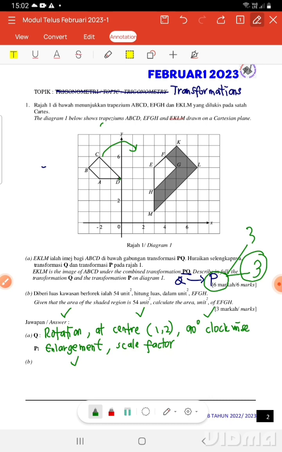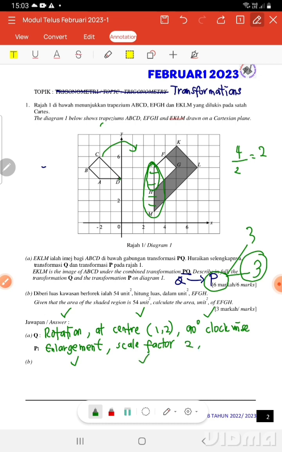So scale factor, how to find the scale factor? Remember, you must find the length or the number of boxes for image over object. So take the easiest one. Here 1, 2, 3, 4 for the image. Then for the object only 2. So 4 divided by 2 you will get 2. So your scale factor is 2. So you will get another mark.